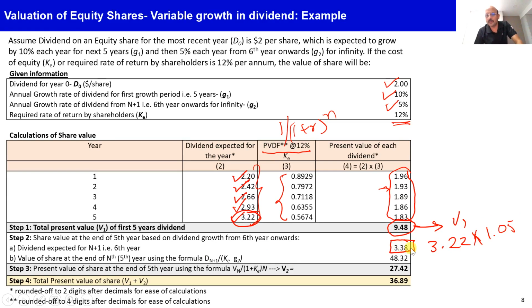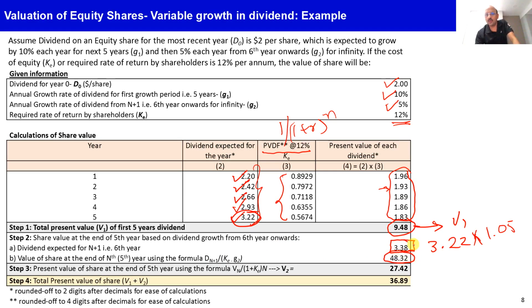So this becomes the numerator, and the denominator will be simply KE minus G2, because this is now a constant growth model. From the 6th year onwards for infinity, the growth rate is 5%. So if we divide 3.38 by KE, which is 12%, minus G2, which is 5%, so KE minus G2 is equal to 7%. When we divide 3.38 by 7%, we get the total value of 48.32. So this 48.32 should be the share value at the end of the 5th year.